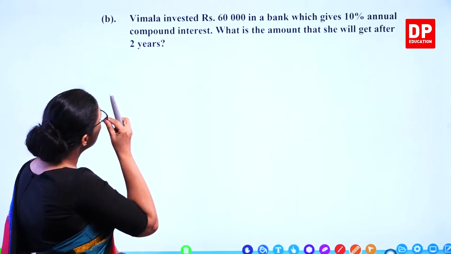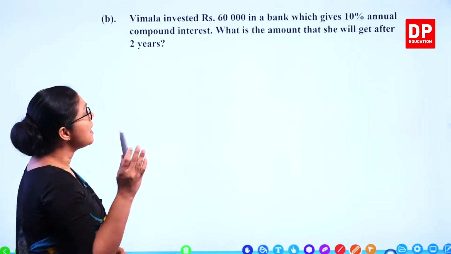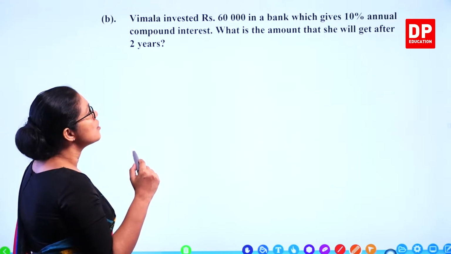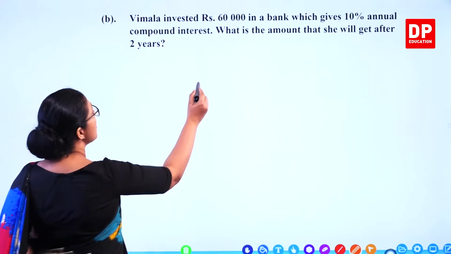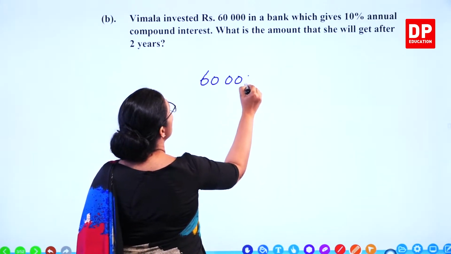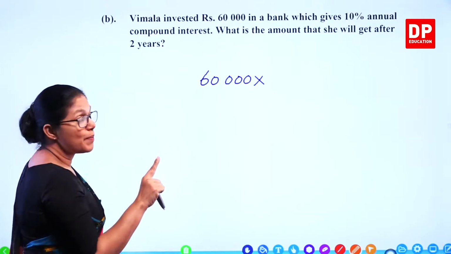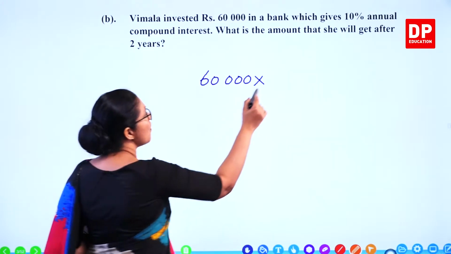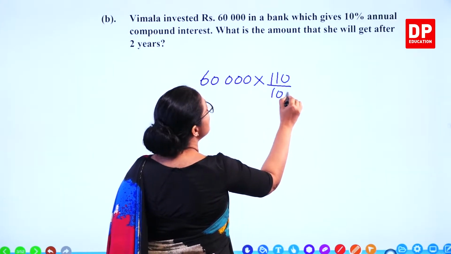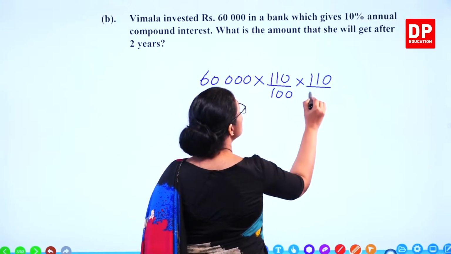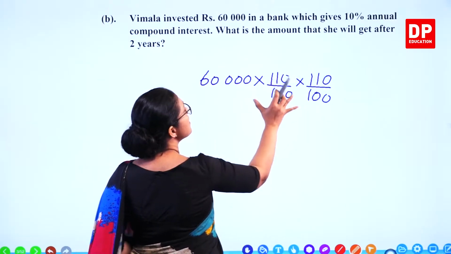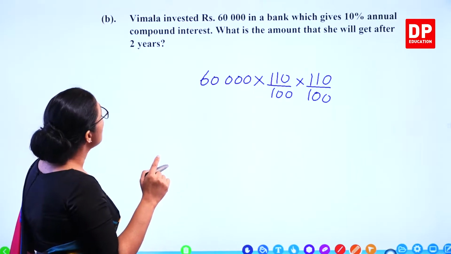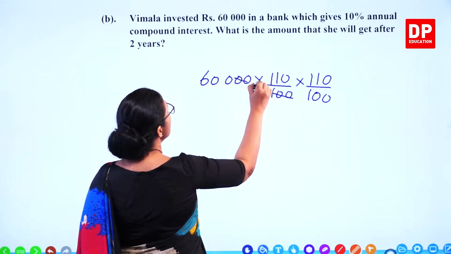Part B. Vimala invested 60,000 rupees, same amount, in a bank which gives 10% annual compound interest rate. What is the amount that she will get after 2 years? Now this is compound interest. So you can find out straight away. This is 10% annual compound interest. If you put 100, you get 110. So 110 over 100 into 110 over 100. This is for 2 years. This is first year. After first year, again you have to multiply by the same coefficient to get the amount after 2 years. 2 zeros and 2 zeros.